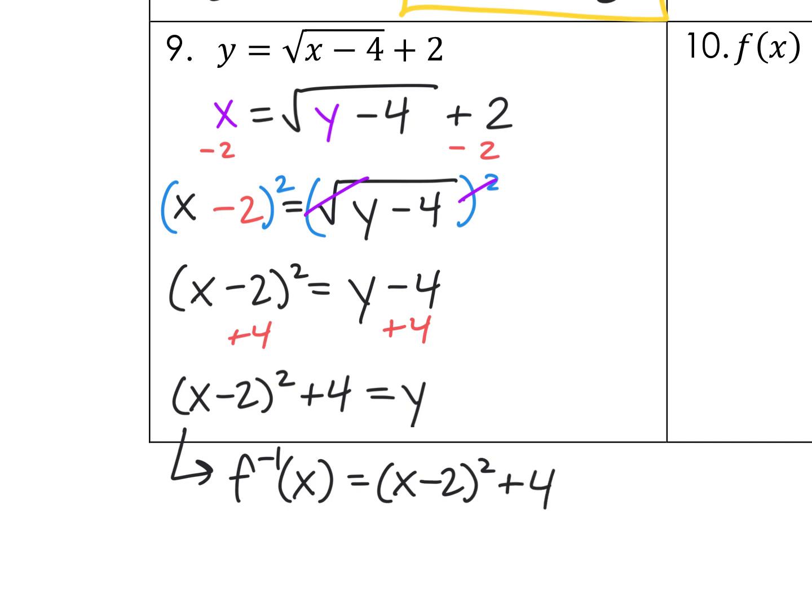If you accidentally FOIL it out or distribute it out, it does not make a difference. It will still be correct. If you were to do x minus 2 twice and distribute it out of habit, that's still correct, okay? It's just not as obviously the inverse. Everything here you can see is backwards. You had squared, you had a square root, now you have squared. You had +2, now you have -2. You had -4, now you have +4. You can obviously see that everything is opposite of what you have.